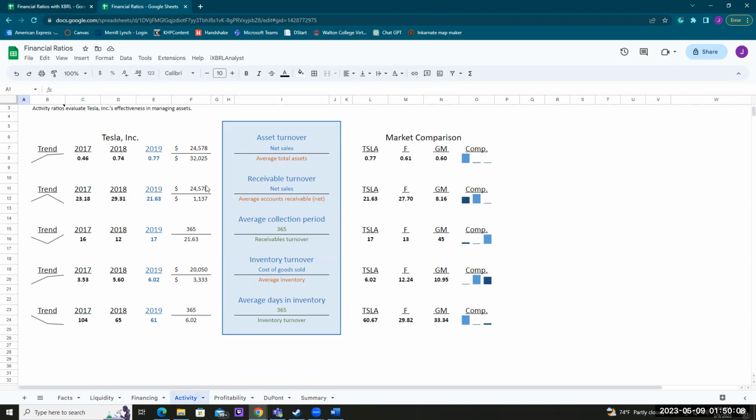We've had some fluctuations here, so maybe we're making some more sales in cash here rather than on account. And over here, maybe we had a lot of account sales. Average collection period. So we're seeing that in 2019, we had about 17 collection periods. So that's our receivable turnover, or 365 divided by our receivables turnover. So we had about 17 collections within the year, and that's pretty good for them.